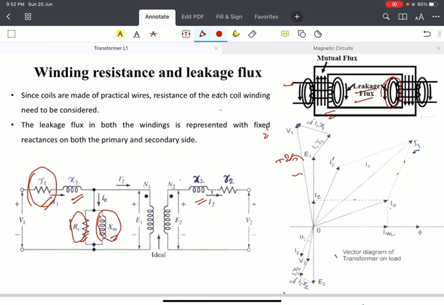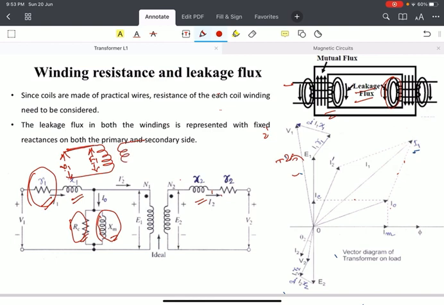So therefore, we have this applied voltage in a transformer. This is primary. We have an applied voltage V1. There will be an induced voltage E1. The difference between this applied voltage and induced voltage EM will consist of copper loss and core loss.